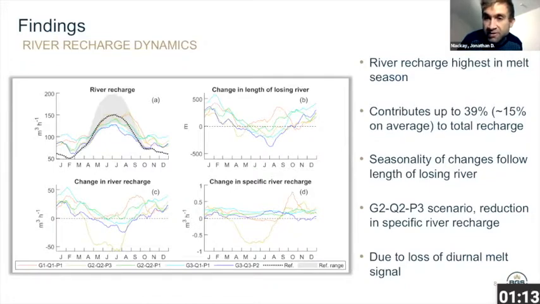So the glacier is essentially an important contributor to the overall recharge of this system, which was really, really nice to see.